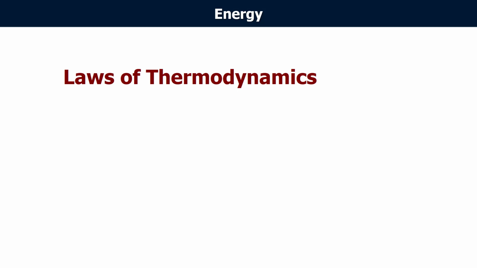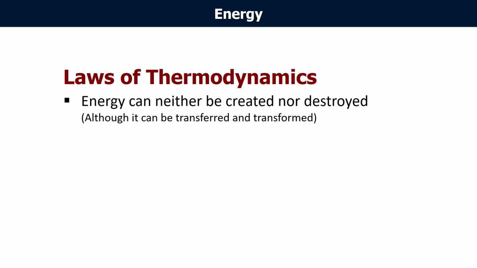And there are two laws of thermodynamics, and I suspect you've heard of these if you've had another type of science class previously. So the first law of thermodynamics says that energy can neither be created nor destroyed, although it can be transferred and transformed. And that's a pretty interesting and profound statement. What it's saying is the amount of energy in the universe is a constant. There's a certain amount of it, and we cannot create more of it, nor can we destroy that which exists.